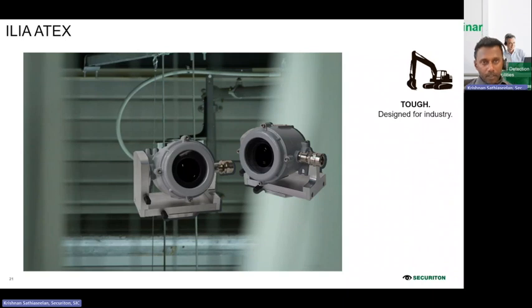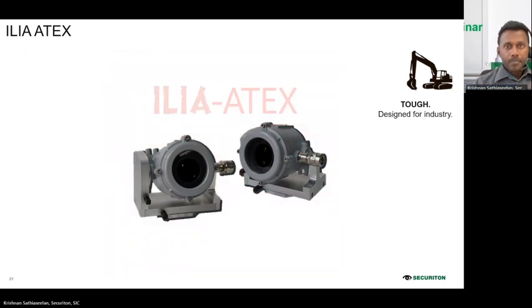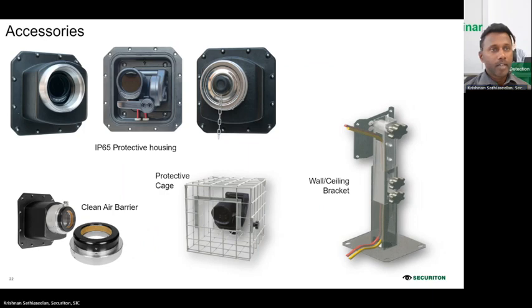We also have the IP66 version, the ELIA ATEX, which is built for detection of the start of a fire under different conditions, which are also called ATEX application zones. This is built in a container that ensures installations are suitable in zone 1, zone 2, zone 21, as well as zone 22 classified areas. And with that, we also have the relevant accessories which will go with such environments.